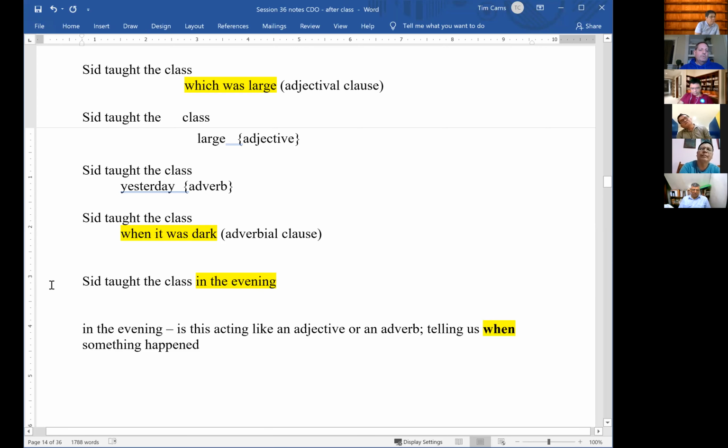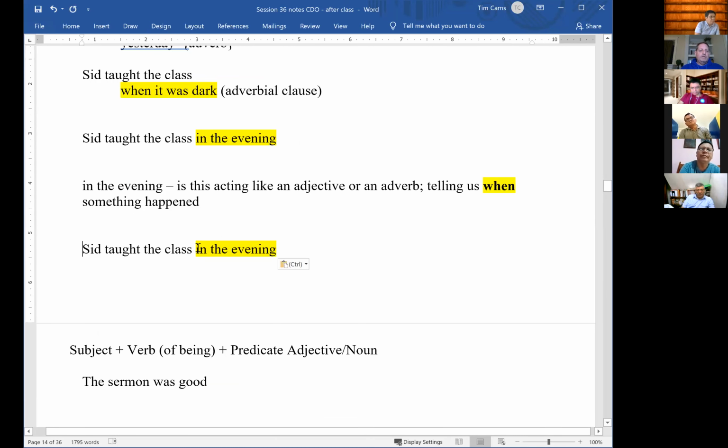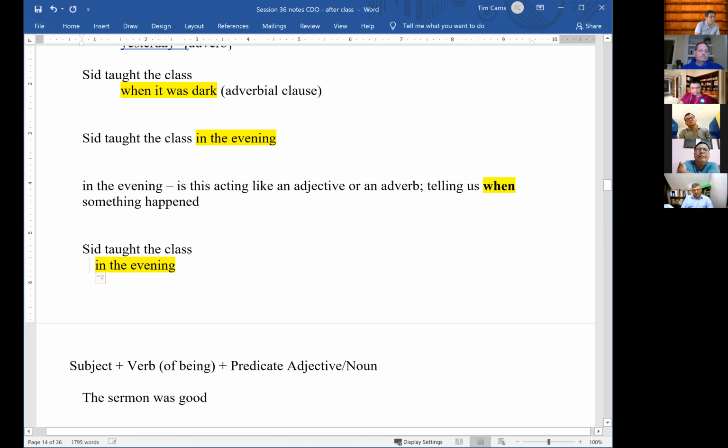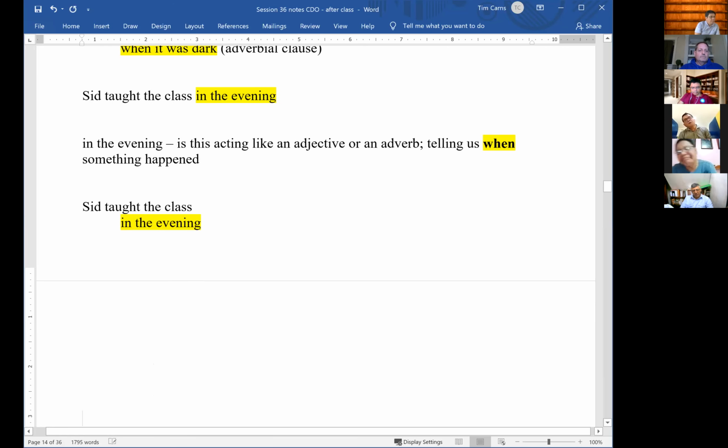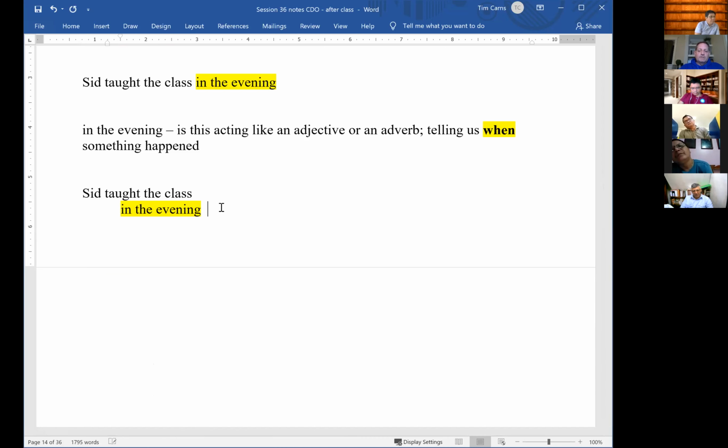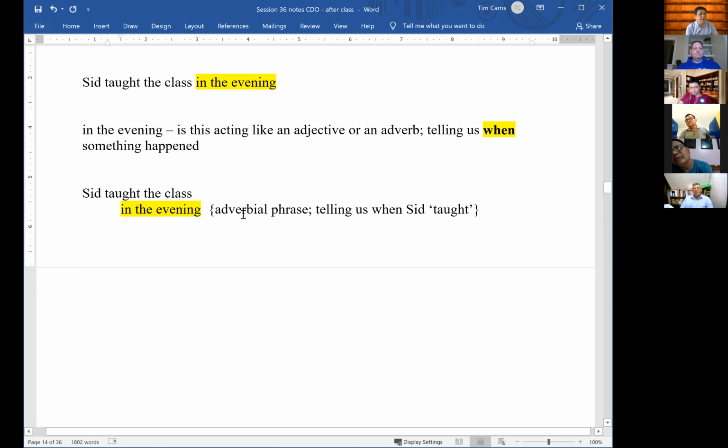So in the evening, we would put underneath taught, because it modifies the verb, because it's an adverb. Or technically, it's an adverbial phrase telling us when Sid taught. Okay?